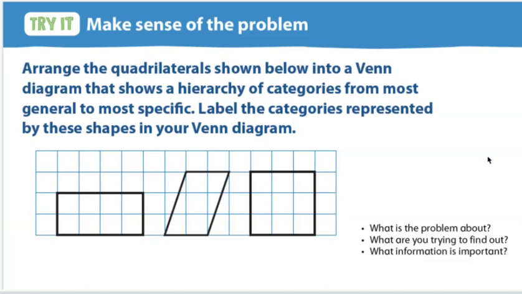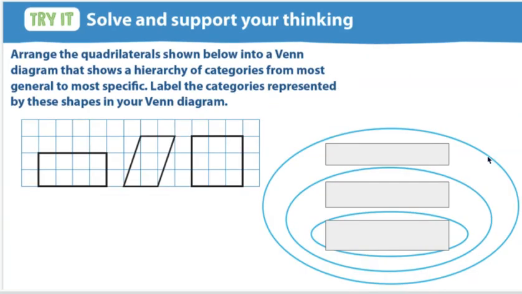All right, so let's take a look here. So you can see that I have those 3 shapes again, and this outer oval is going to be the most general, okay? Or you can also say least specific. That's saying the same thing. Most general and least specific are the same thing. So you can see that in this last oval, I'm going to call this a parallelogram.